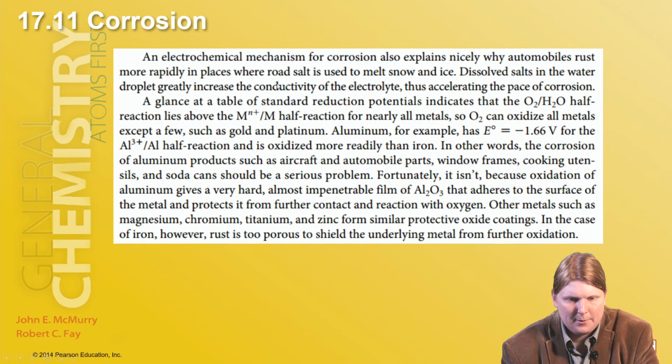Automobiles rust more rapidly in places where road salt is used, commonly to melt snow and ice, because that helps create little salt bridges to assist in the process. They talk about how aluminum would corrode much faster than iron, but because of the protective oxide layer, we don't see that happening. Like I say, other metals like magnesium, chromium, titanium, and zinc have protective oxide coatings that keep them from corroding on exposure to air, but iron does not.